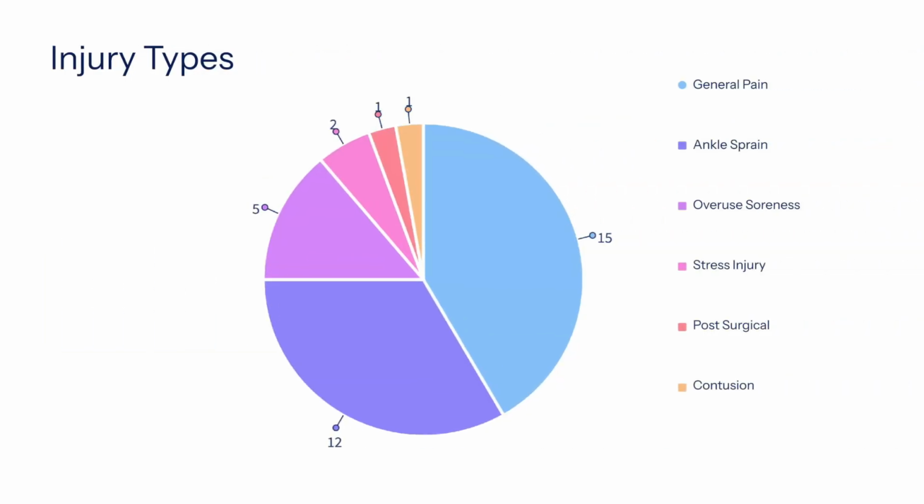Injury types. There were 6 different types of injuries. The biggest type of injury that was had was just general pain. And then we have our ankle sprains, overuse or soreness, stress injuries, post-surgical, and then contusion.